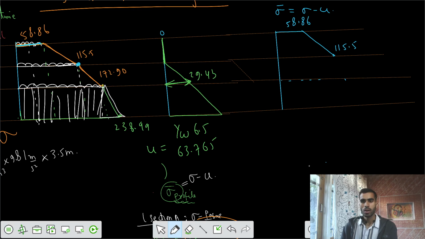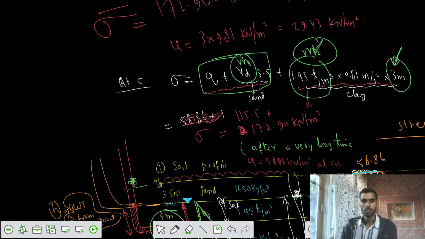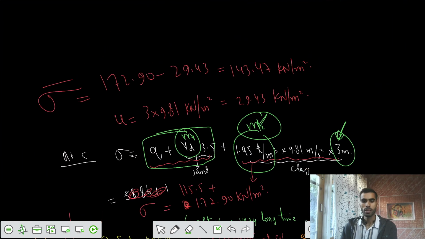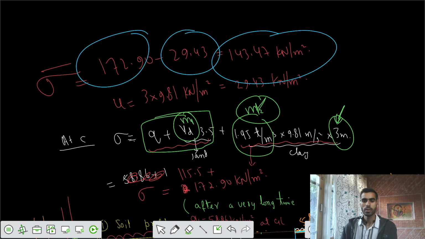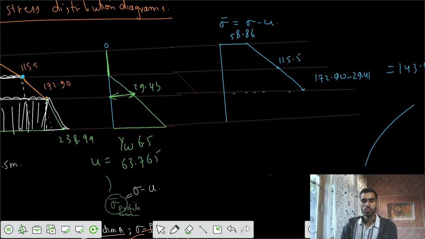That is actually 172.90 minus 29.43. So some value we will get here. What was the effective stress at the point C? That's 143.47. We can see the difference of the two is 143.47. After that, we would say, what is the pore water pressure here?